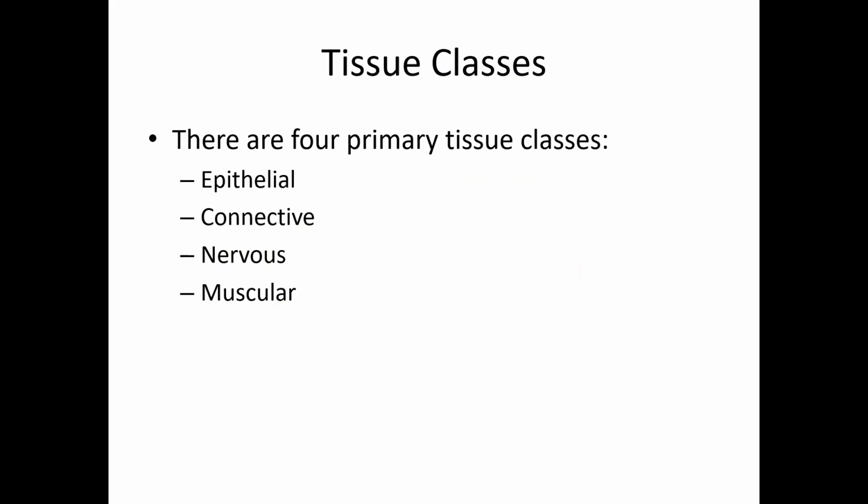There are four primary tissue classes: epithelial, connective, neural, and muscular tissue. Everything is a subset of those four classes.